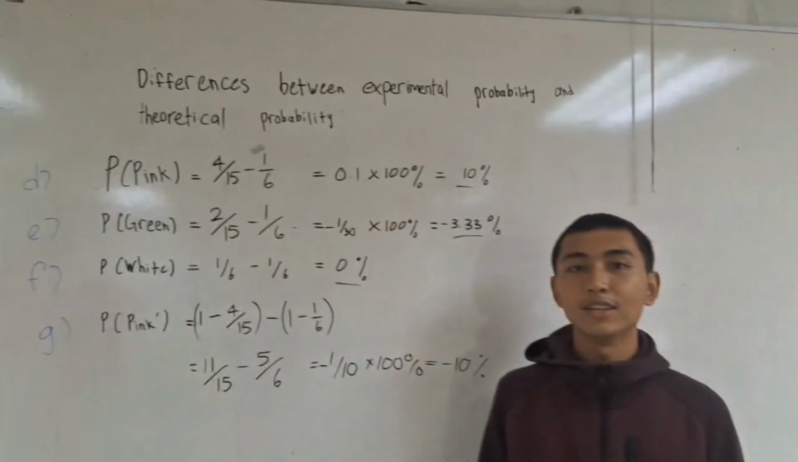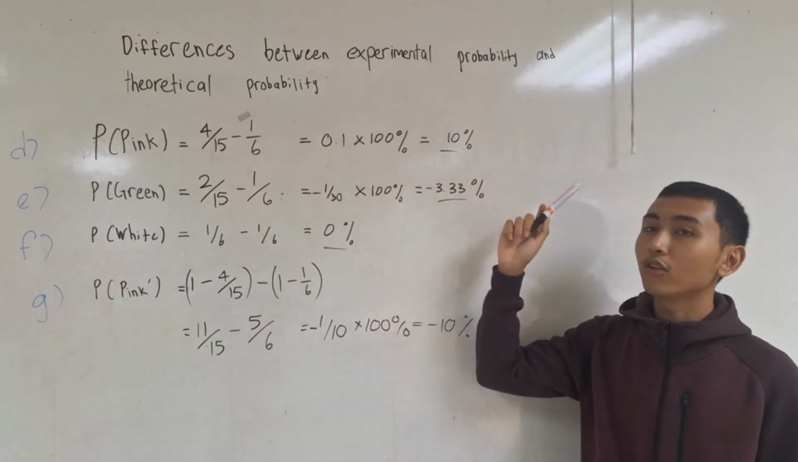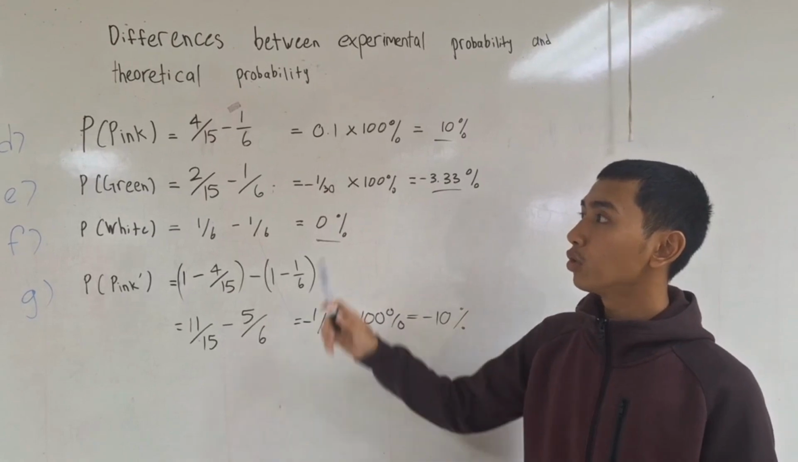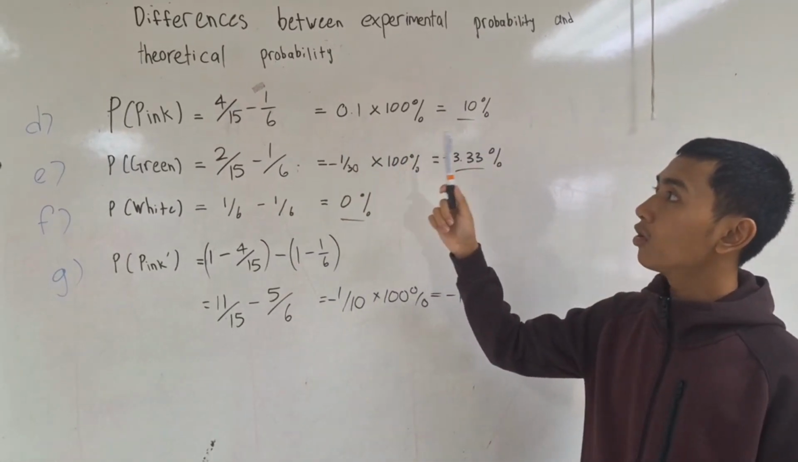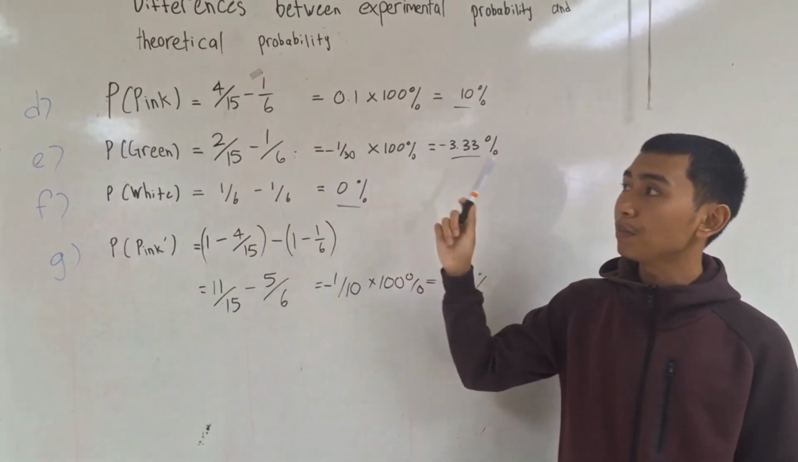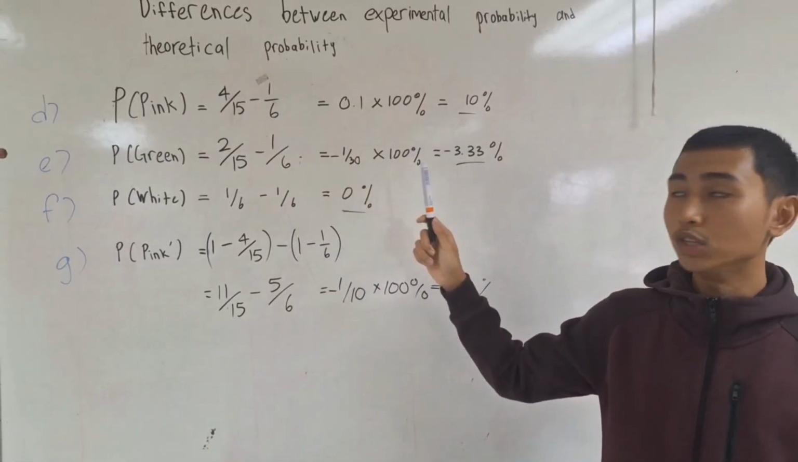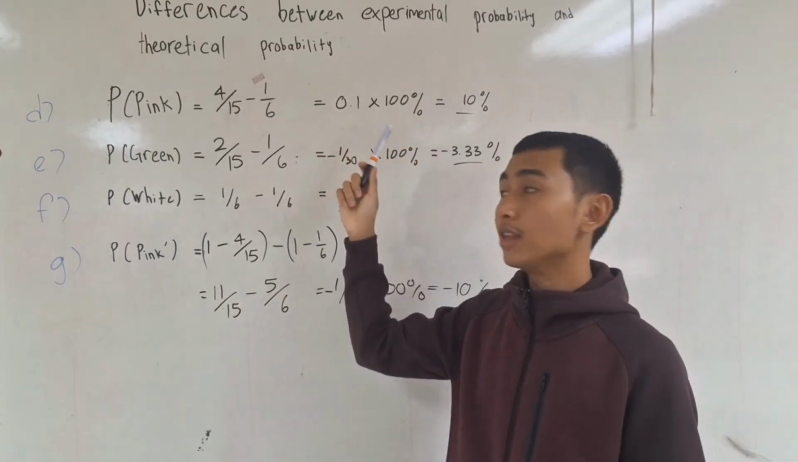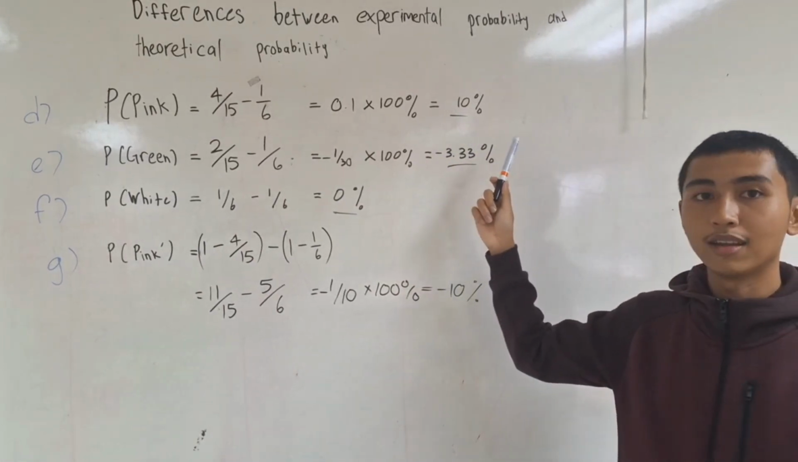Next. Now I'm going to show you the differences between experimental probability and theoretical probability. For question D, the difference between experimental probability and theoretical probability of the spinner landing on the pink section is 4/15 minus 1/6, which gives 0.1. Then we multiply by 100% to get the percentage, which is 10%.